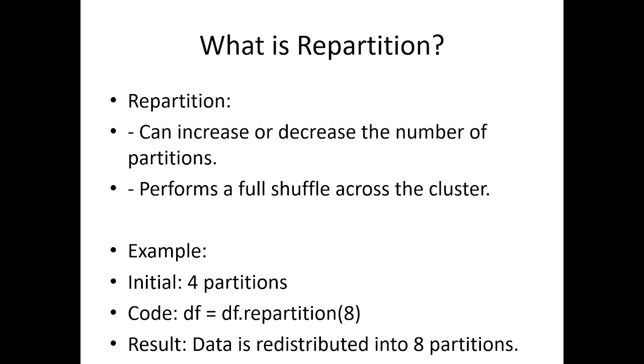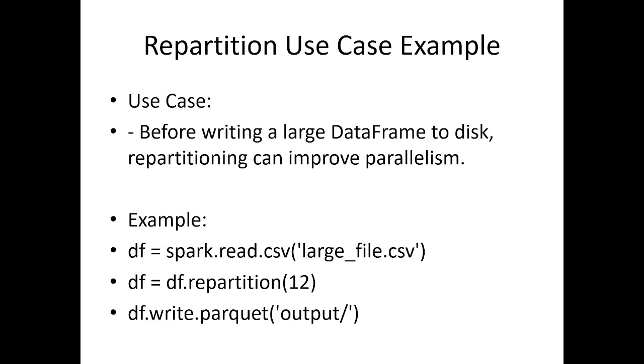Let's take one example. Currently my DataFrame is in 4 partitions. Now I'm planning to change those 4 partitions to 8 partitions using the repartition function. Whenever you use this function, what happens? It shuffles data from 4 partitions to 8 partitions. That means a full shuffle is happening across the cluster, and the data is available on all 8 partitions.